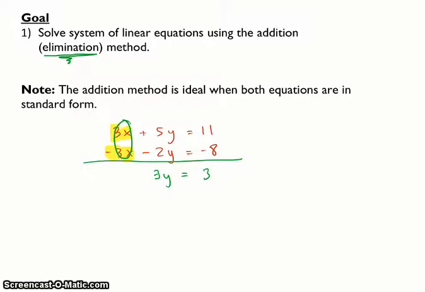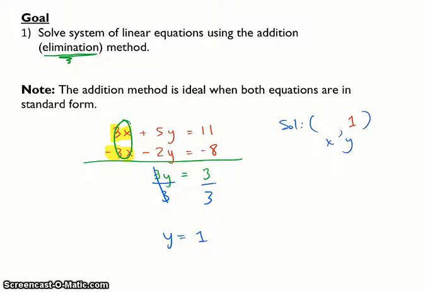So from here I can divide by 3, right? 3 over 3, that's just 1. So y is equal to 1. 3 over 3, again, is equal to 1. All right, so we know that a solution to a system is an ordered pair. And what we just found there was the y coordinate. So the y coordinate is positive 1.